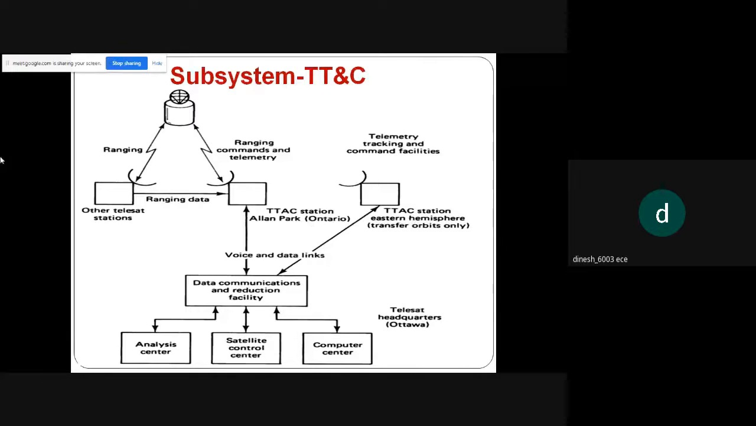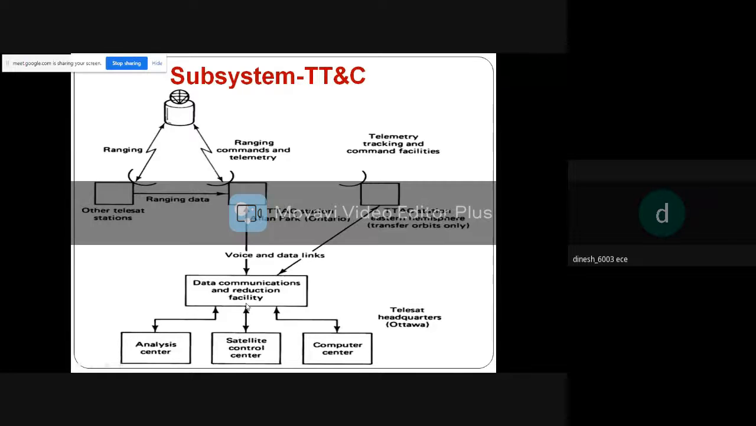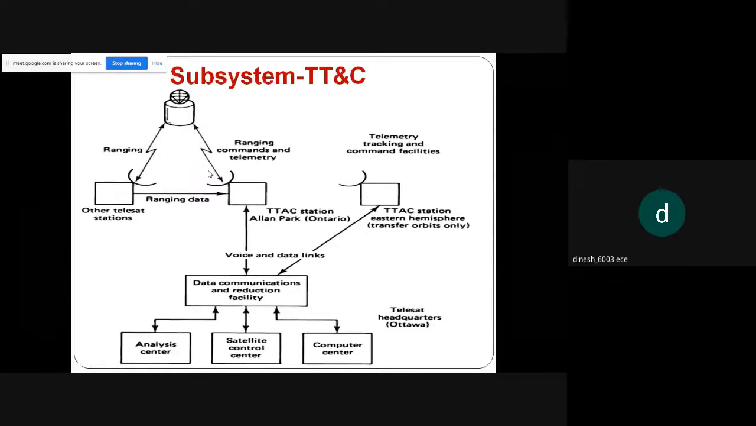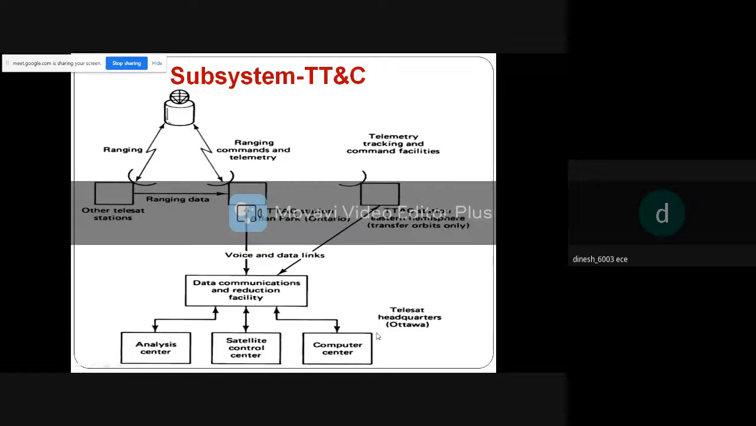So from the satellite control center, some information is given to the data communication and reduction facility center with voice or data links, which is bidirectional. From there, the information is sent to an analysis center or to a computer center. This computer center is present at headquarters, Ottawa.